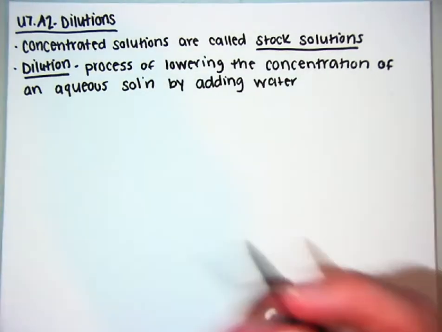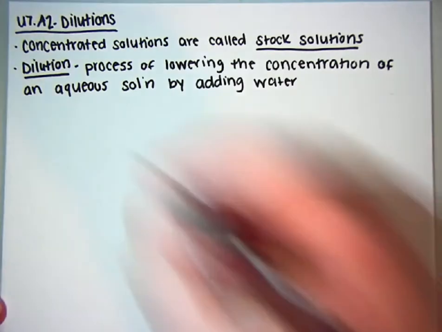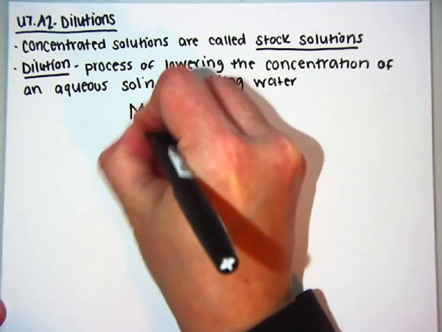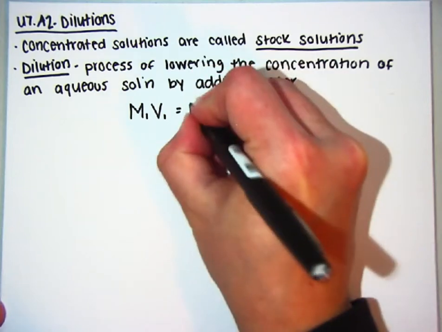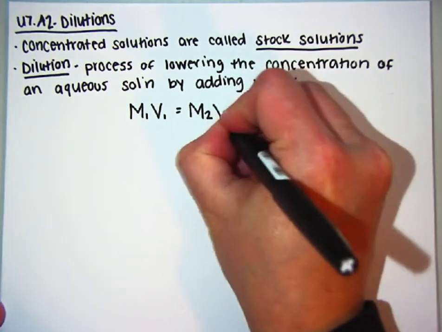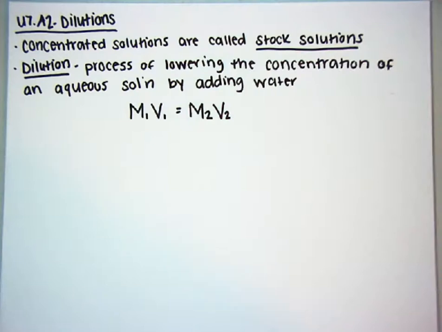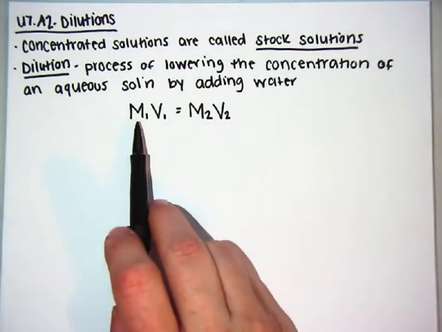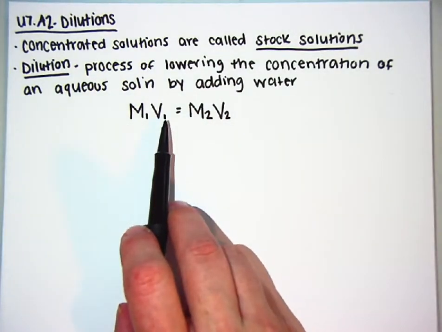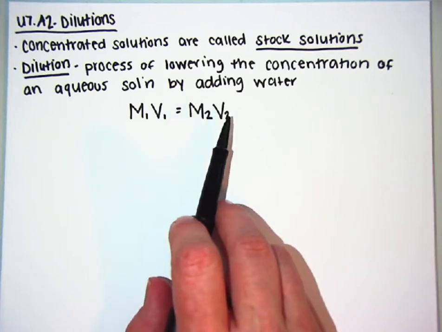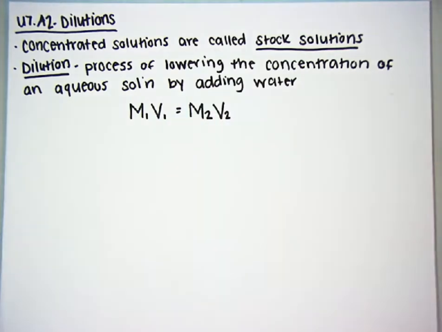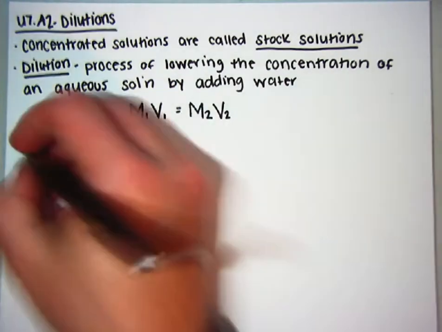So the equation that we use is M1 V1 is equal to M2 V2, where M stands for molarity and V stands for volume. So if we take molarity times volume of our initial solution is equal to molarity times volume of the second solution, we should be able to solve for any of these variables.